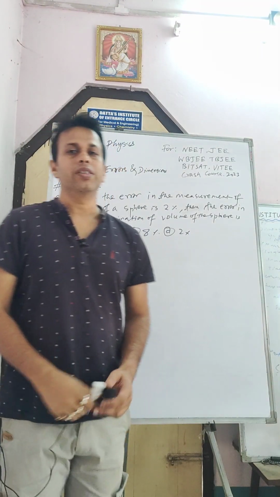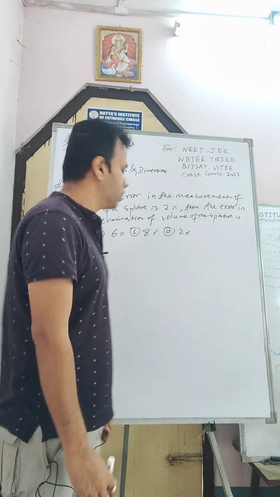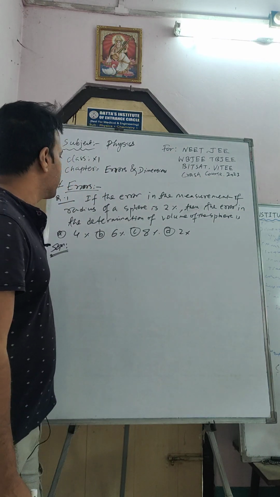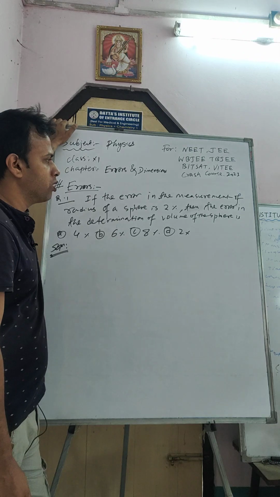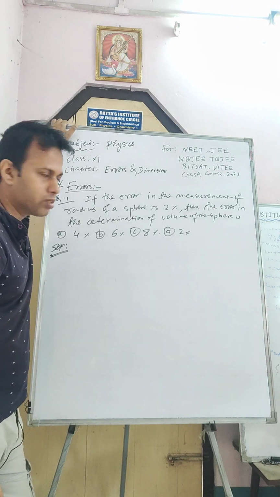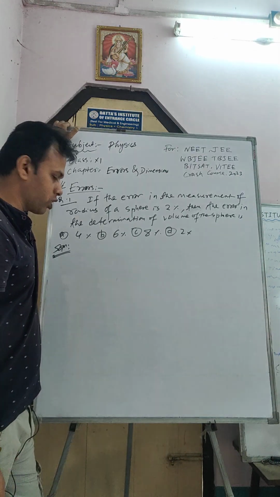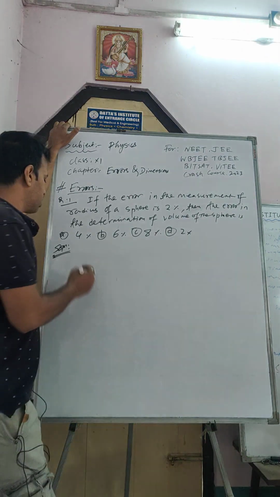So our first question is, if the error in the measurement of radius of a sphere is 2%, then the error in the determination of the volume of the sphere is what? We have to find out. There are 4 options given. This is our first question of error, okay. So let's try to do it.